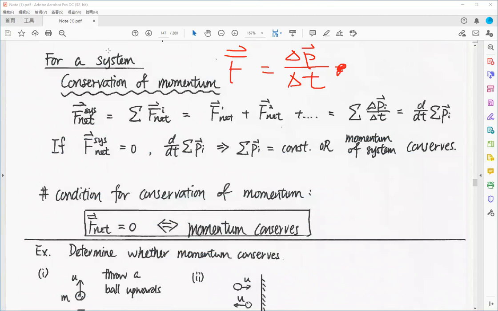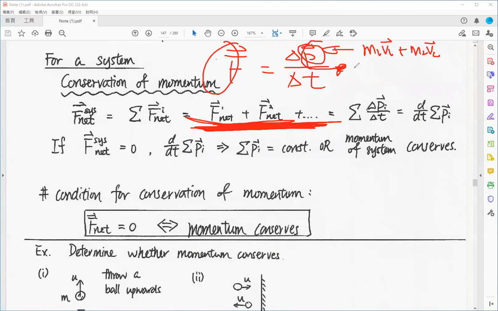Then how about for a system? For a system, the net force is just the sum of all the net forces on the objects in the system. And how about the P? The P will be just the sum of all the momentum in the system. You can write it as m1 v1, the momentum of the first object, mass and velocity, plus m2 v2, the momentum of the second object, then plus m3 v3 and so on. So if the net force is zero, then the change in the total momentum of the system will be zero, so it will be constant. Okay, so that is the conservation of momentum for the system.